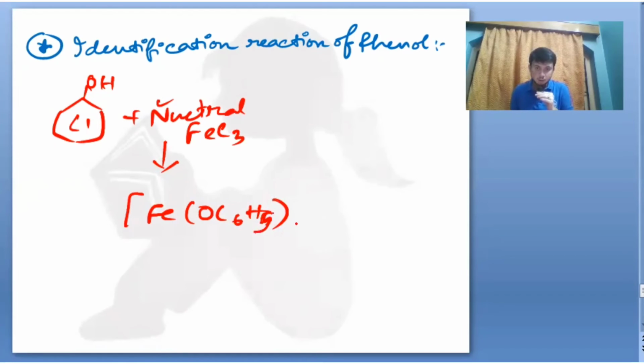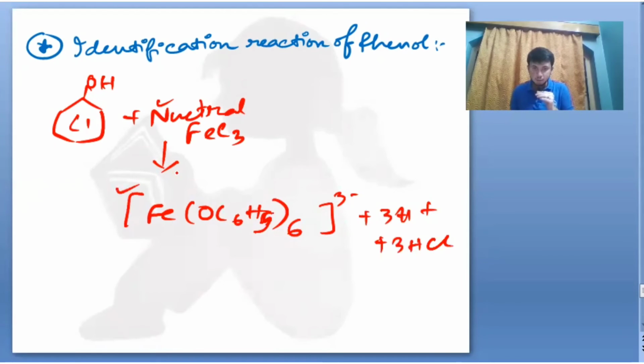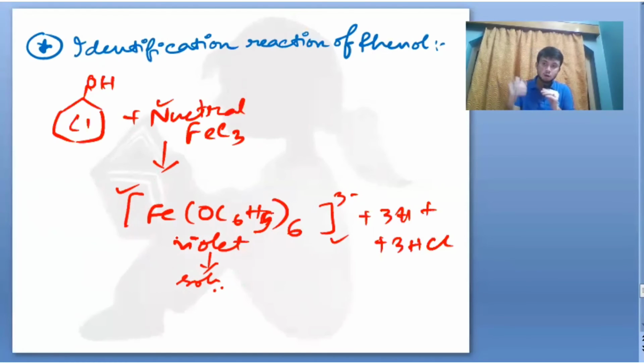This is our [Fe(OC6H5)6] 3 minus, plus 3H plus, plus 3HCl. Now you have to remember this compound, because they sometimes ask you in the question what the product of this reaction will be. So you have to write or mark this compound here. Its color will be violet. So if the solution becomes violet, we can guess from that that phenol is present in the solution.